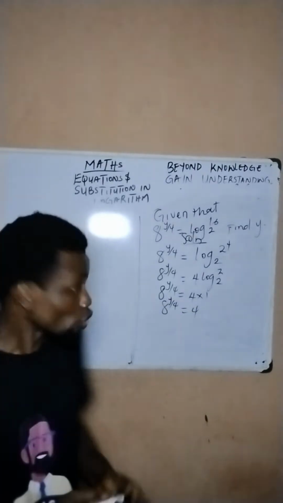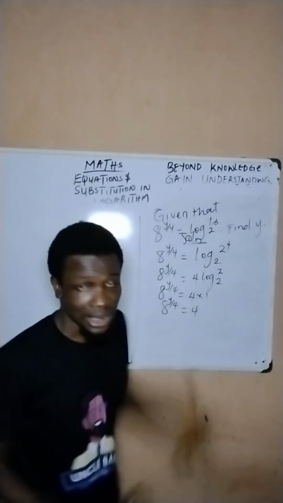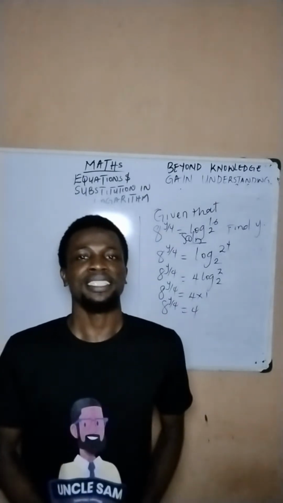So I've done it now. Even if we've not gotten our y, I've done something. I've simplified at least the right hand side. So we've actually done something. So clap for yourself. You've done something really good.